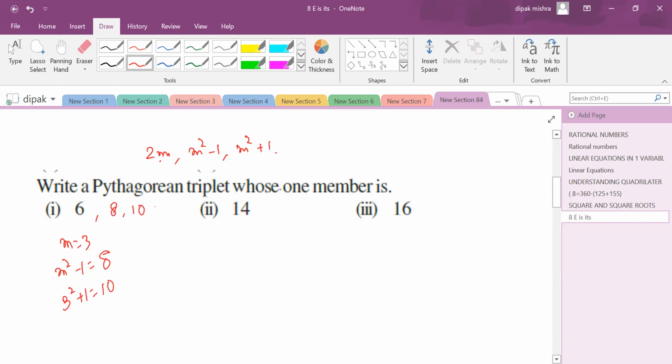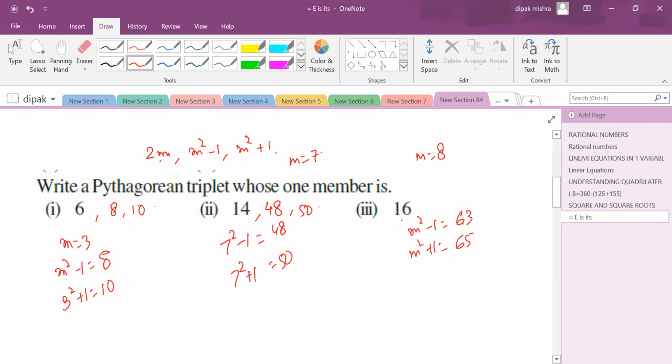Similarly, 2m is equal to 14, so m will be equal to 7, right? So m square minus 1, 7 square minus 1, is another member, and 7 square plus 1 is the third one, the biggest one, or the hypotenuse of that Pythagorean triplet. So 7 square minus 1 is 48, and 7 square plus 1 is 50. So the other two members are 48 and 50. Here also 2m is equal to 16, so m will be equal to 8. So 8 square minus 1 is 63, and 8 square plus 1 is 65. So the triplet is 16, 63, and 65.